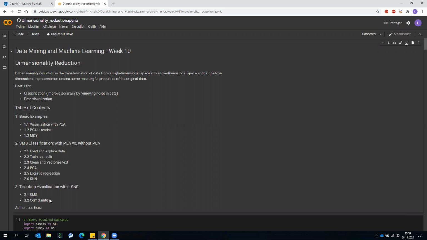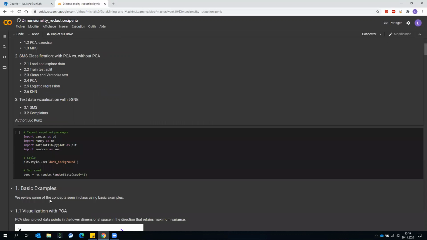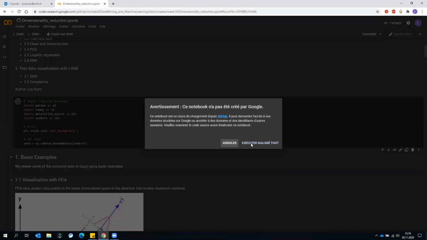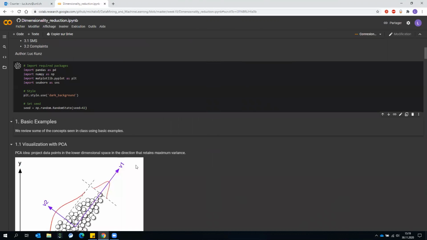Basically, the idea is that we have a high dimensional space and we want a lower one. And of course, it is obvious that we want to retain a maximum of properties of the original data by reducing. So we don't want to lose a lot of properties of the data. Okay, so let's start with some packages and with the basic example.